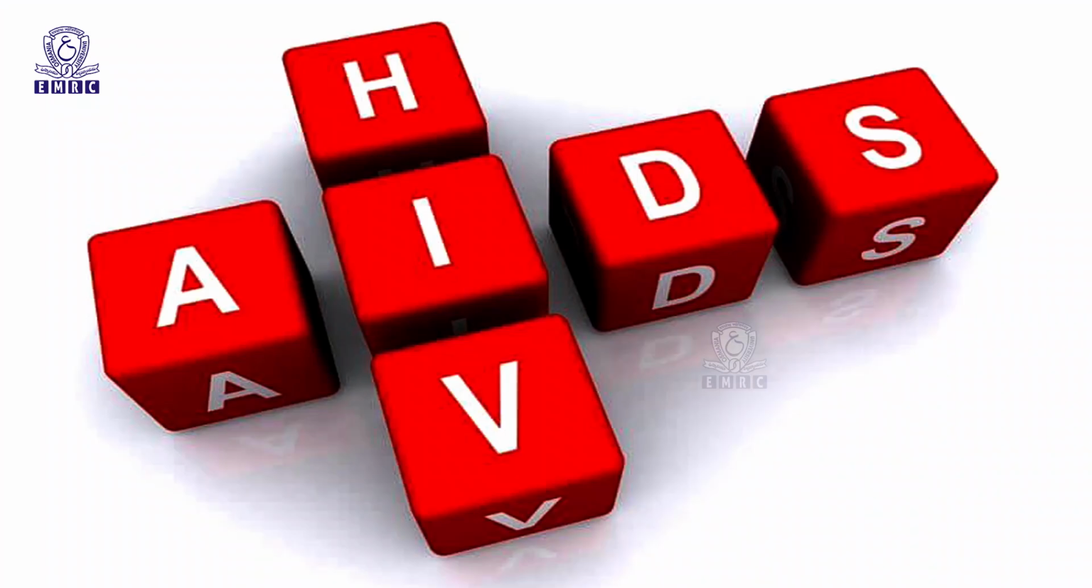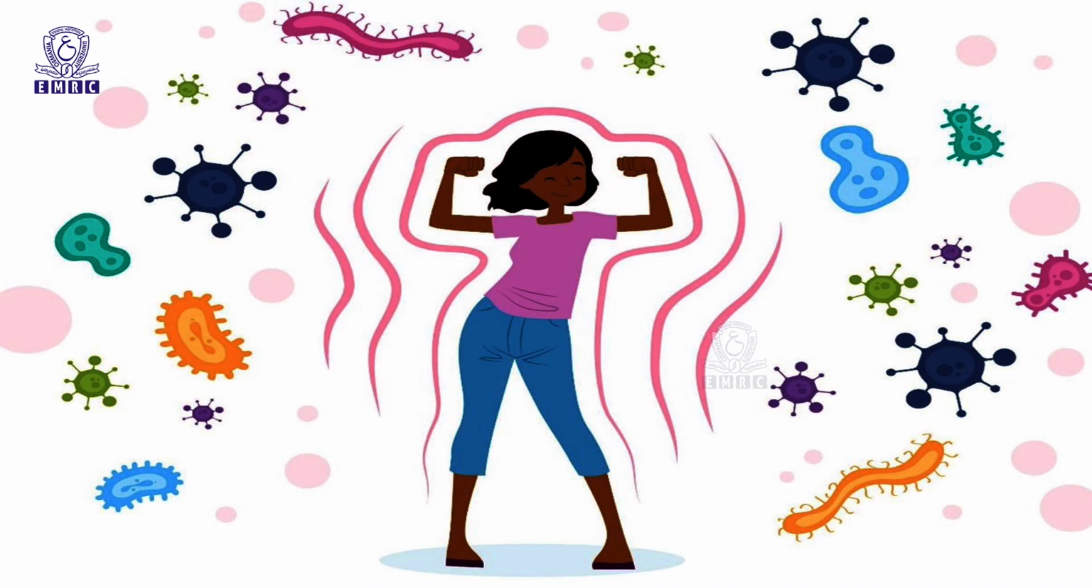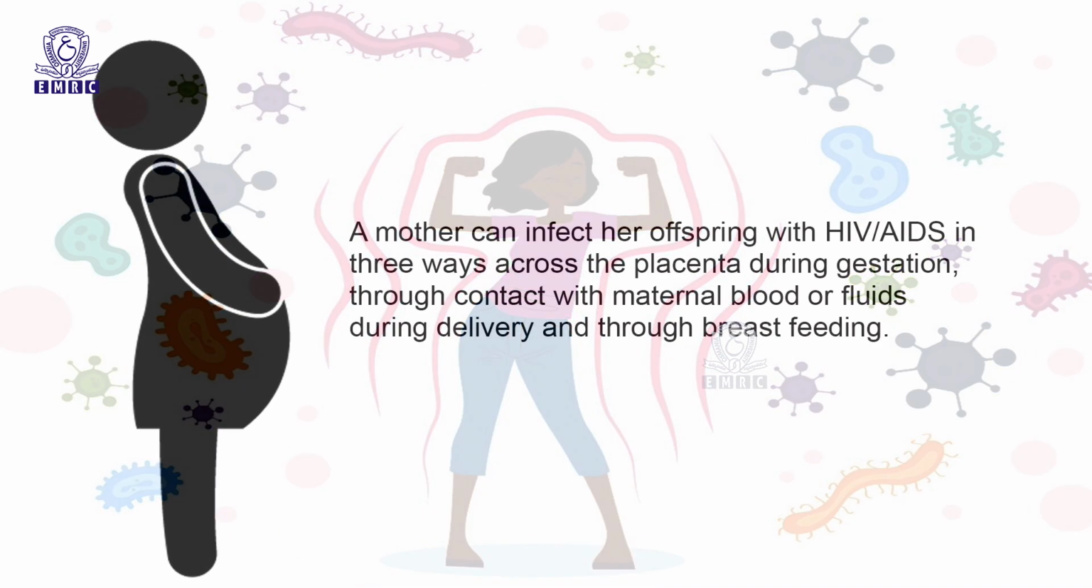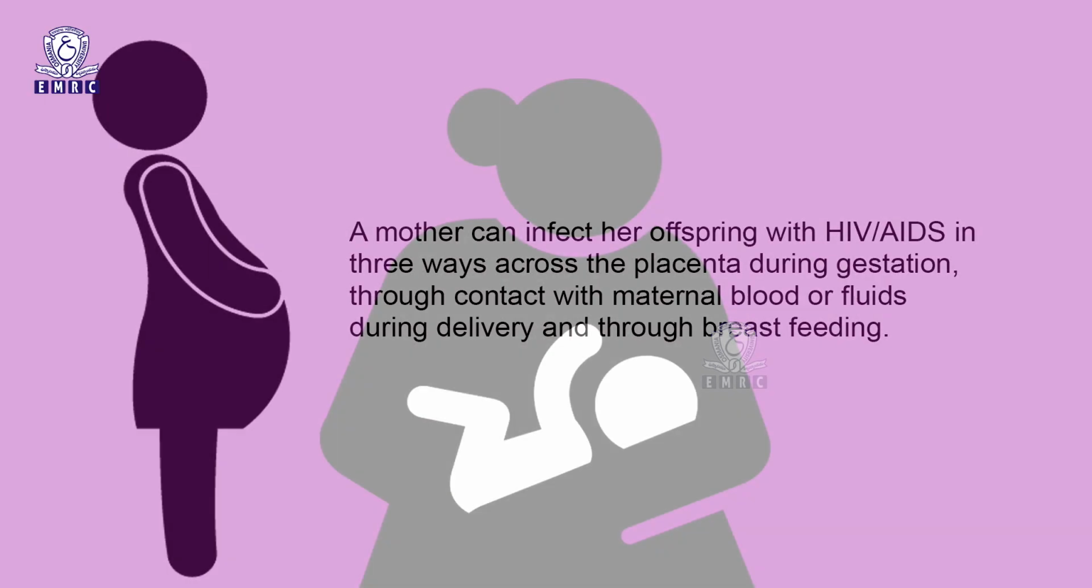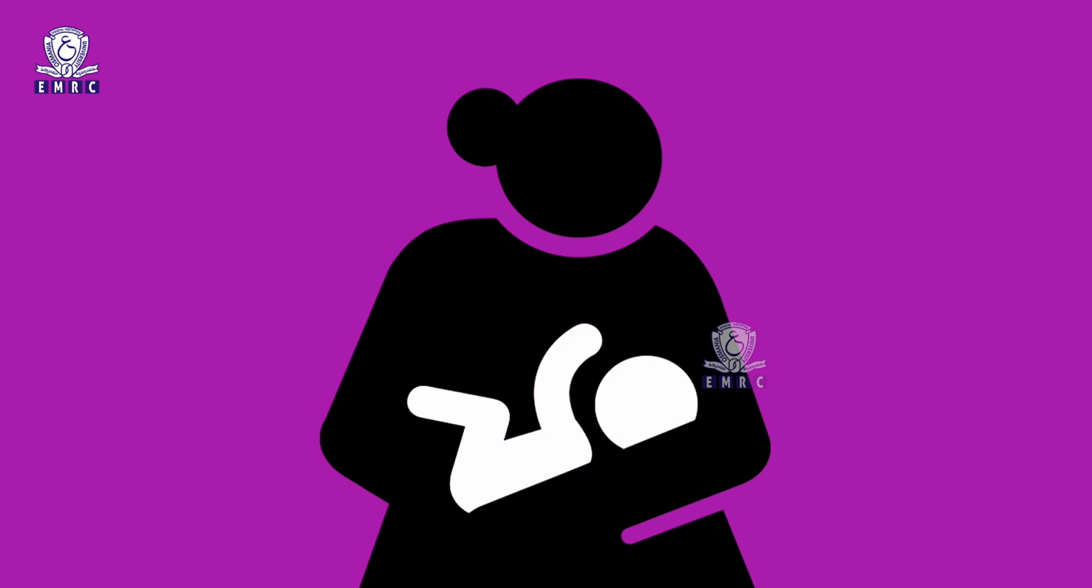AIDS. AIDS is a sexually transmitted infection that is caused by the human immunodeficiency virus, or HIV. This destroys the body's immune system. A mother can infect her offspring with HIV or AIDS in 3 ways: across the placenta during gestation, through contact with maternal blood or fluids during delivery, and through breastfeeding. The transmission of AIDS through breastfeeding is a particular problem in many developing countries.